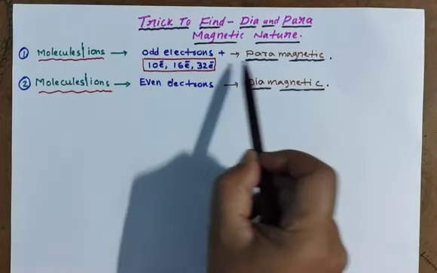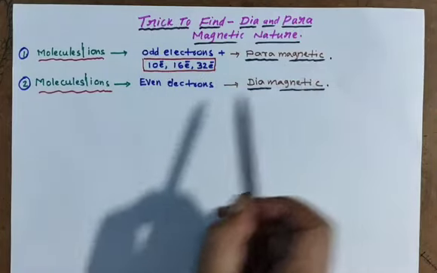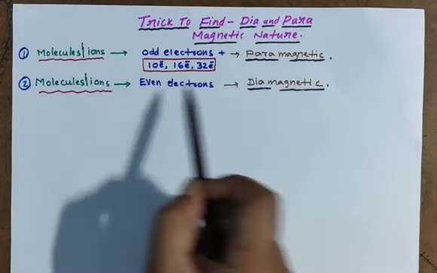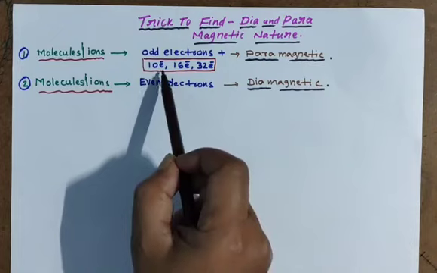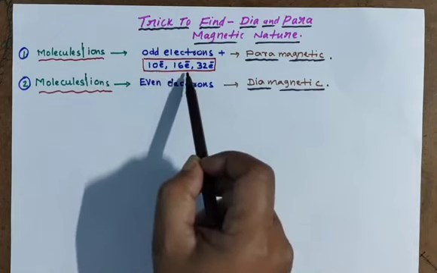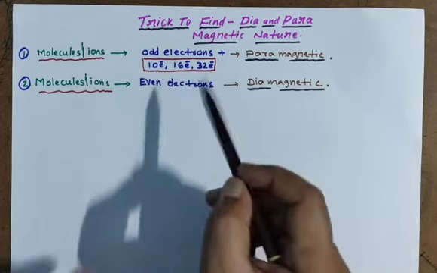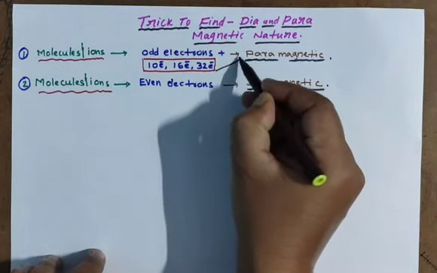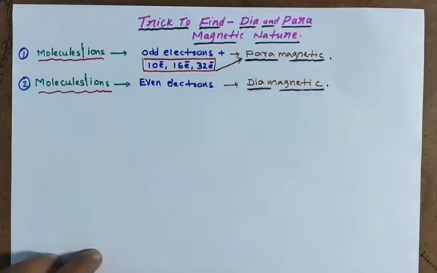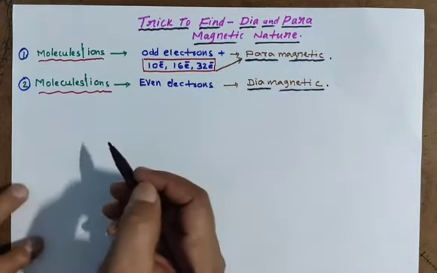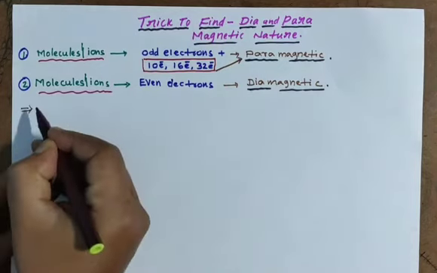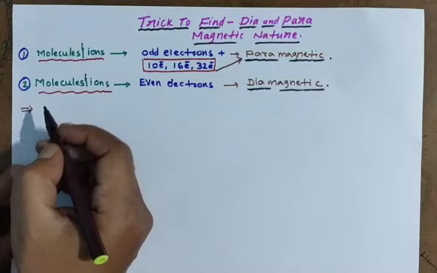Odd number of electrons, paramagnetic. Even number of electrons, diamagnetic, with one exceptional case: 10 electrons, 16 electrons, 32 electrons are also paramagnetic in nature. Based on these, we'll practice a few previous year questions. For example, a question given previously for NEET is like this.